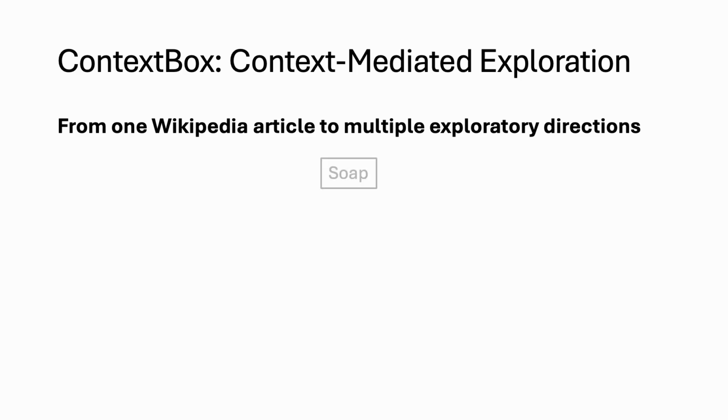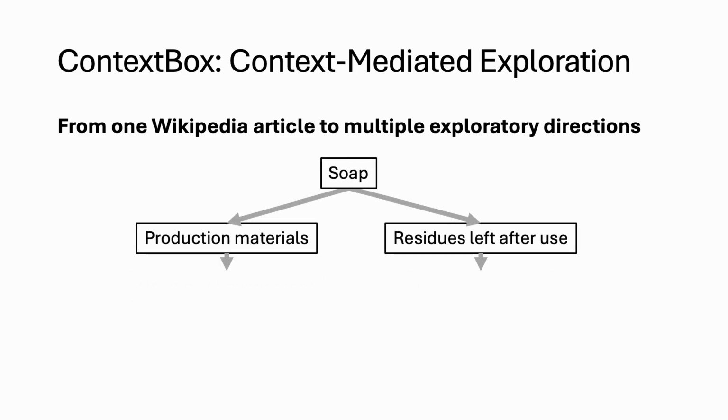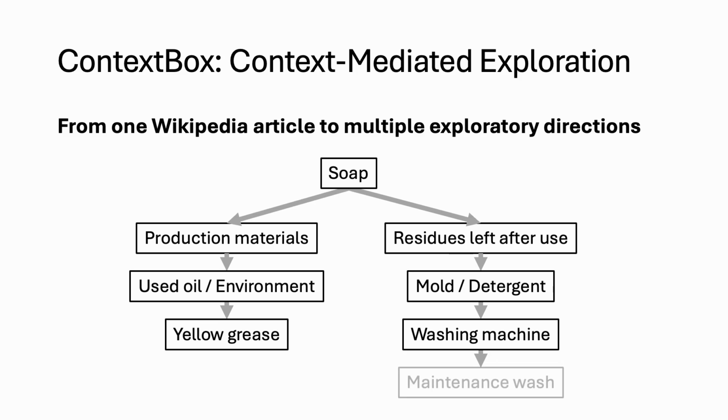In the case of soap, the context of production materials led us to waste oil and environmental issues, while the context of residues left after use led us to washing machine maintenance. In this way, ContextBox supports access to context-based relationships that are not easily visible from the Wikipedia article text or its explicit link structure alone.